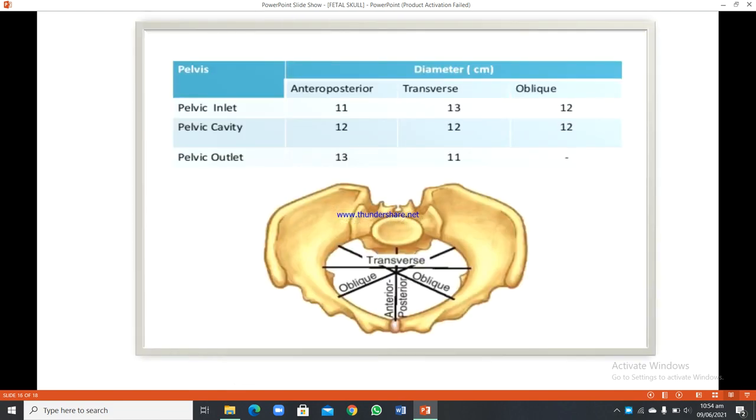Pelvis diameters, if we see what happens at the inlet: anteroposterior 11, transversely it is 13 cm, oblique is 12 cm. In the pelvic cavity, all the diameters are equal, so it is almost round. Pelvic outlet: it is anteroposterior 13 cm and transverse is 11 cm.